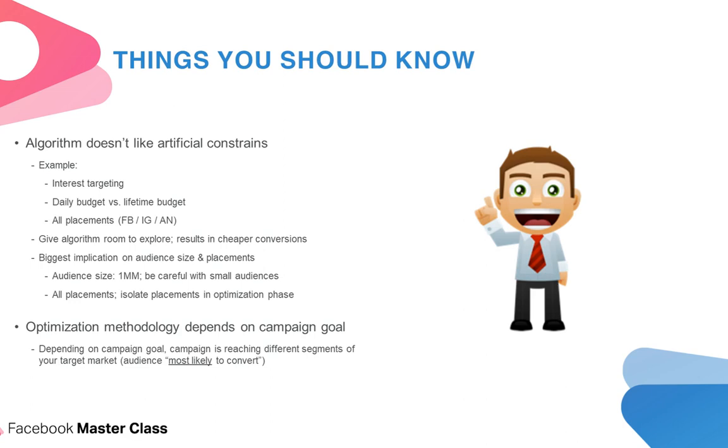Quick recap, we covered that already. The optimization methodology depends on the campaign goal. Depending on your campaign goal, you're reaching different segments of your target audience. So the algorithm is essentially always looking at the audience most likely to convert, meaning it includes past user behavior of a user in its prediction.